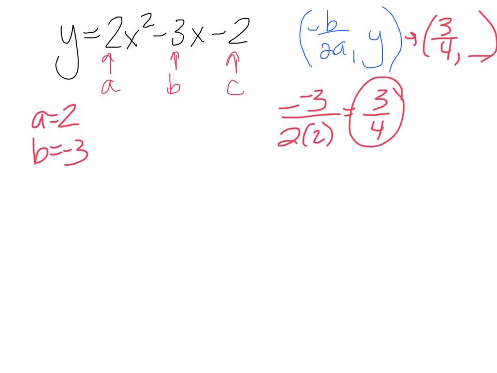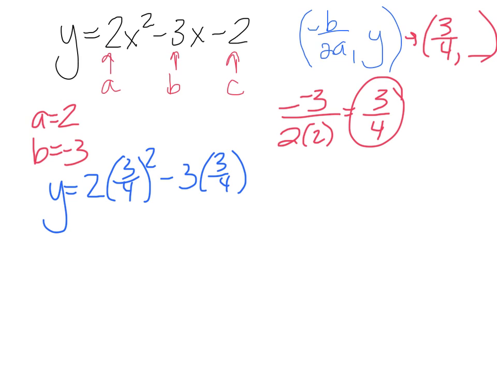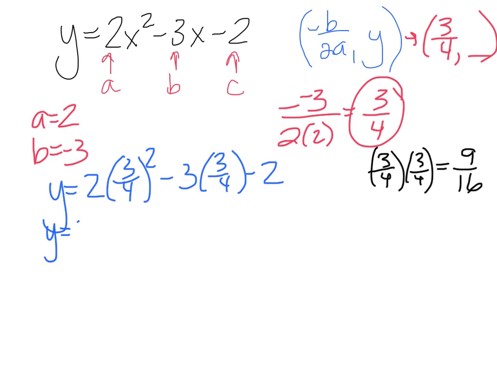Now to find the corresponding y value, all we need to do is take the 3/4 and put that in for x. When we do that, what we're going to end up getting is that y is going to be equal to 2 times 3/4 squared minus 3 times 3/4 minus 2. Now be careful when you simplify. Remember that 3/4 squared actually means to do 3/4 times 3/4. When you multiply fractions, you go straight across. That's 9/16. So what I'm going to write here is y equals 2 times 9 over 16.